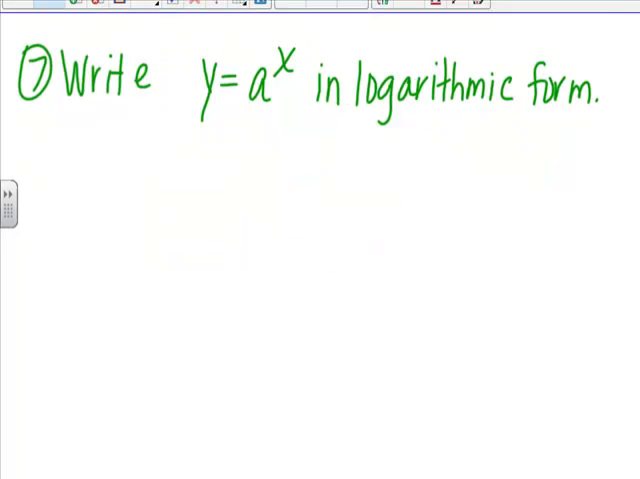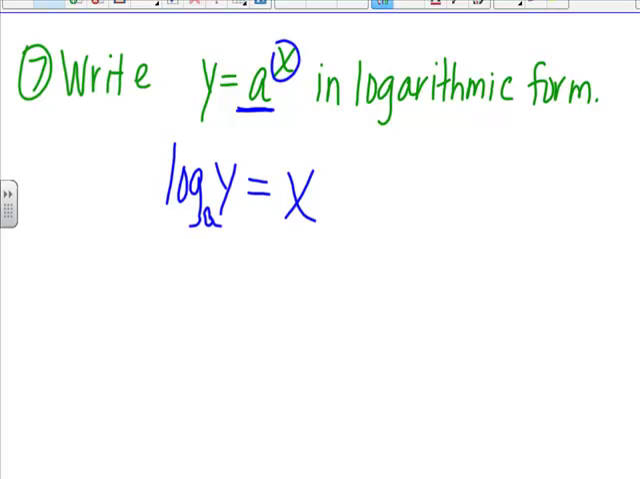Number 7, now I want to go the other direction. So how do I write y equals a to the x in logarithmic form? I'm going to be the same broken record. I'm going to say to myself, a logarithm is an exponent. So right here goes my x. This is my base. I always have a base underneath my exponent, so my base is going here, and then by process of elimination, my y is going in that position right there.